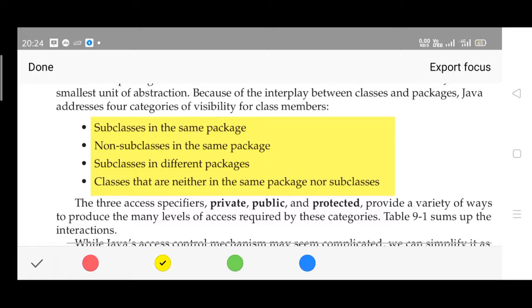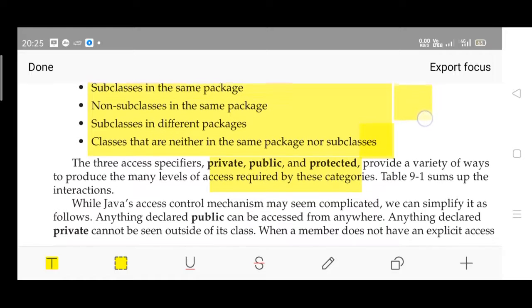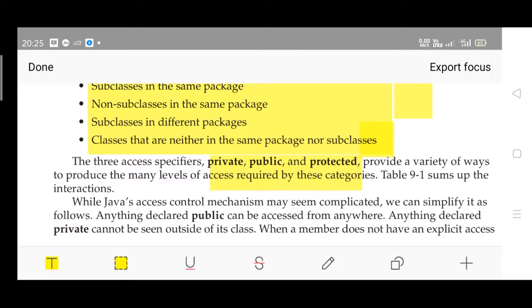Let us list out the categories. You will come to know about the examples later. Then subclasses in different packages. Say a class and its subclass can be included in two different packages. Then classes that are neither in the same package nor subclasses. These are the four different broad categories. By considering these four categories we'll be discussing the access specifiers. The three access specifiers, as I said, private, public as well as protected, provide a variety of ways to produce the many levels of access required by these categories.